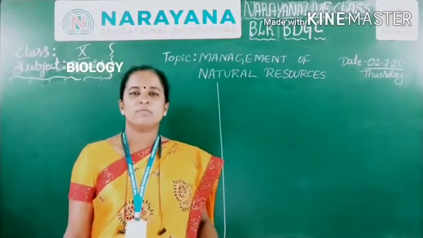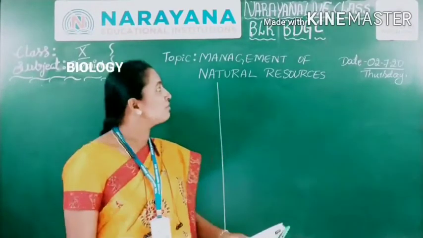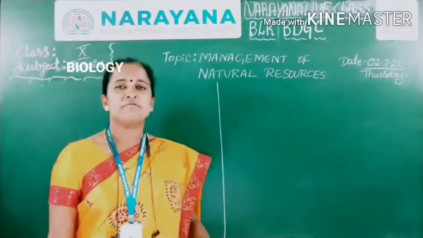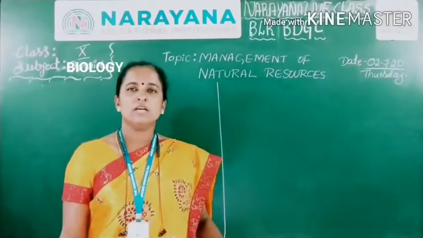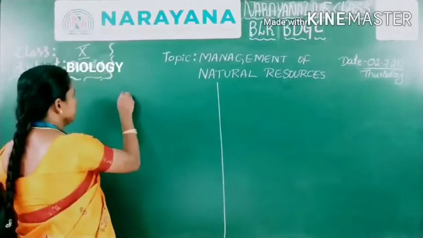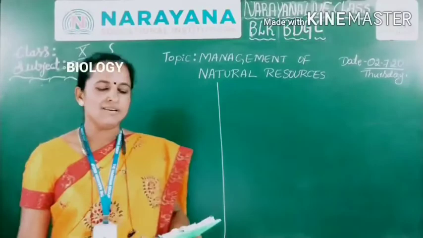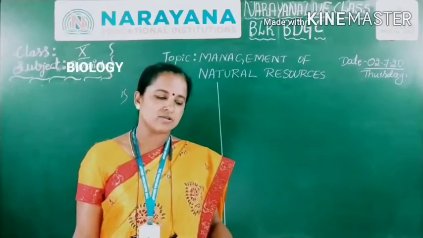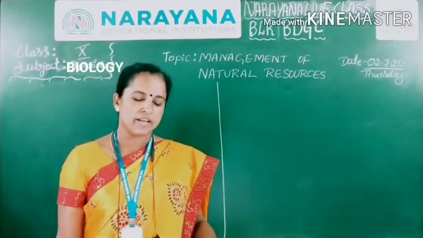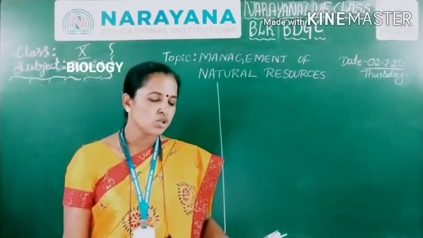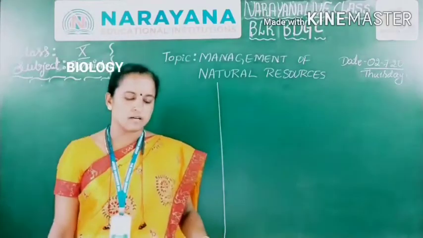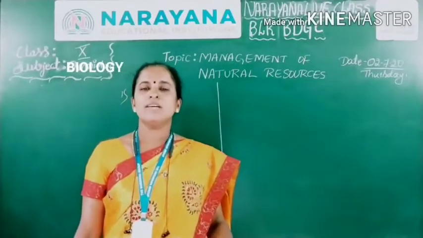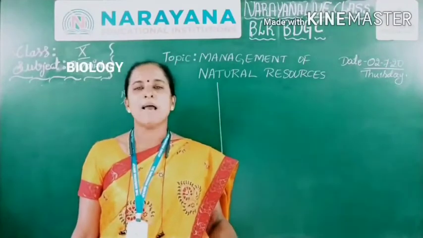Today I am going to explain one more worksheet from the chapter Management of Natural Resources. So here the first question is, the Great Himalayan National Park contains within its natural reserved area alpine meadows which were grazed by sheep in summer. So here the answer is Himalayan.